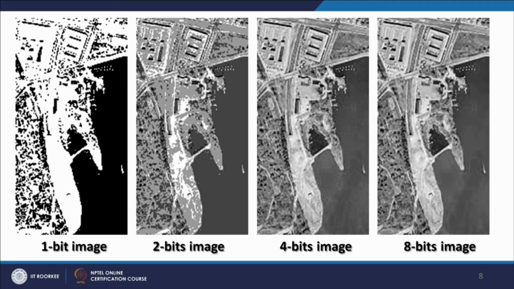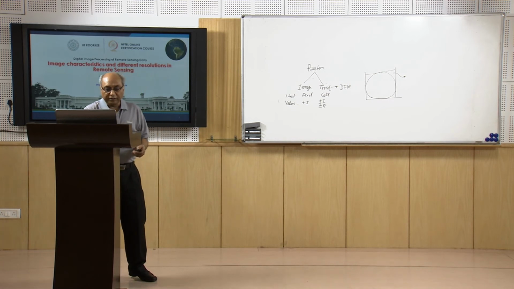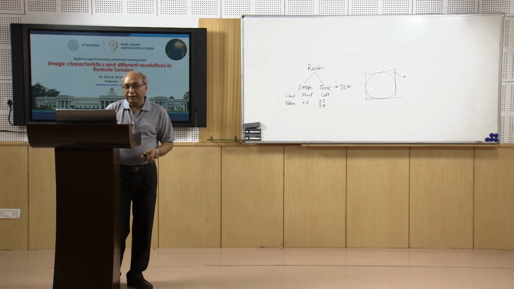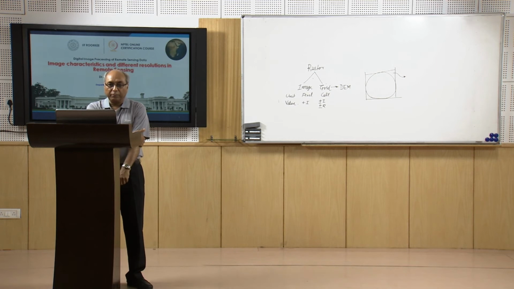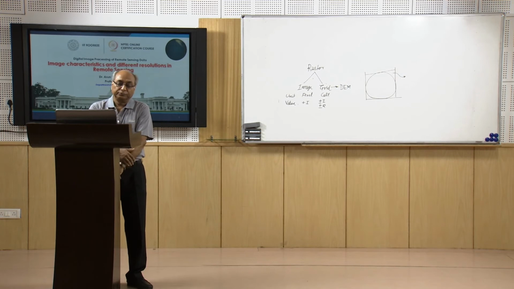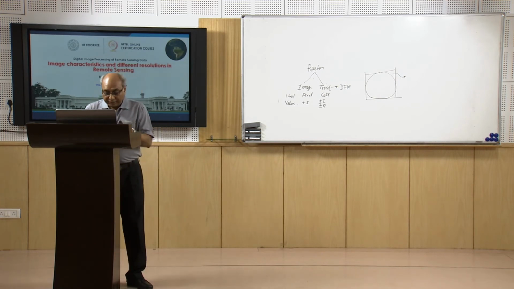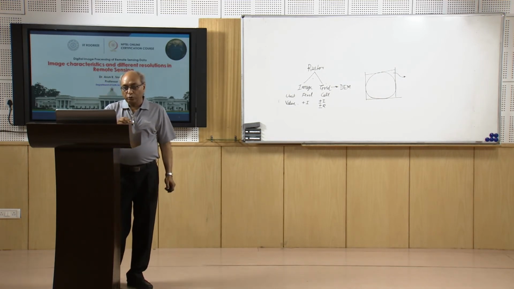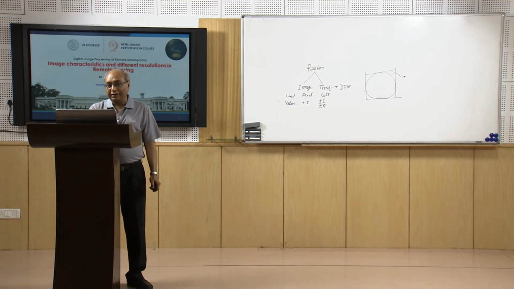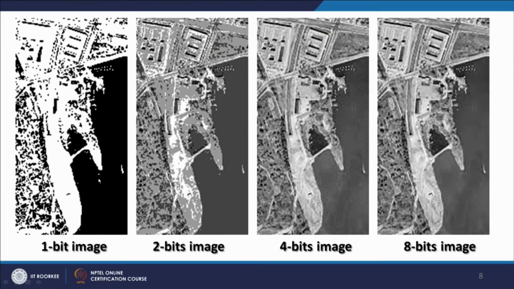One other important thing I want to bring into your discussion: when we started getting data from IRS, the IRS 1C 1D panchromatic data was in 6 bits. If you recall this one, then we had only 6-bit data. But our digital image processing systems have been designed to handle 8-bit data. So it is very easy to always scale up or scale down, like here in this example, where the scale down has happened.